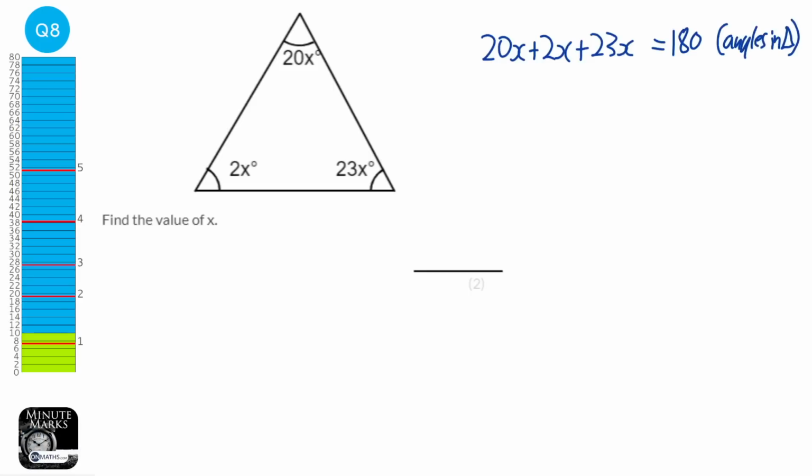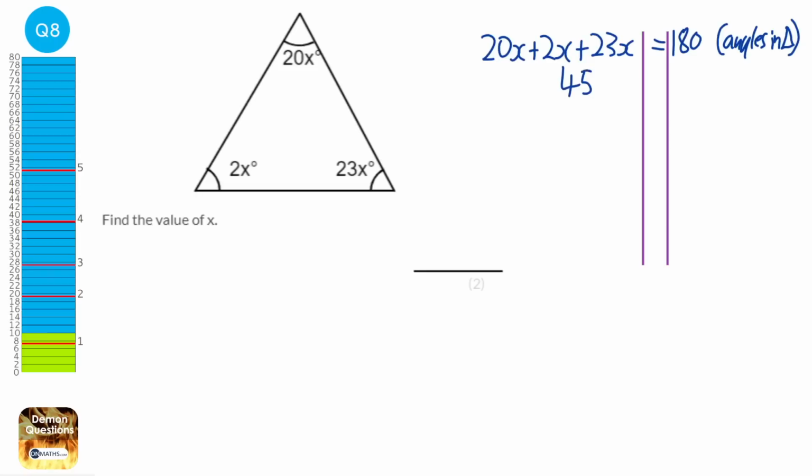Okay, let's get our tram lines in, because we've got algebra and we're solving here. Now on the left hand side we need to add these x terms together. So 2x plus 23x will be 25x, plus the 20 will be 45x. To get x on its own, we're going to divide both sides by 45. And we're going to end up with x equals 4.